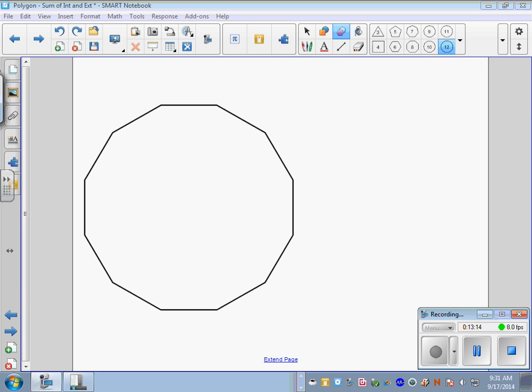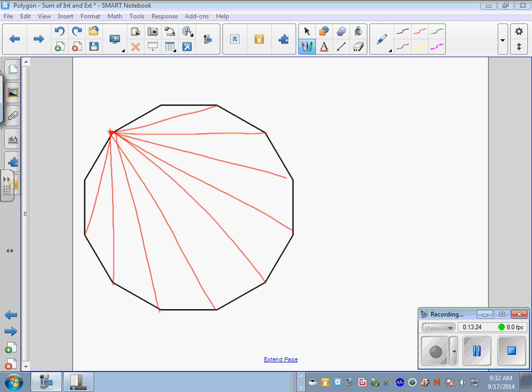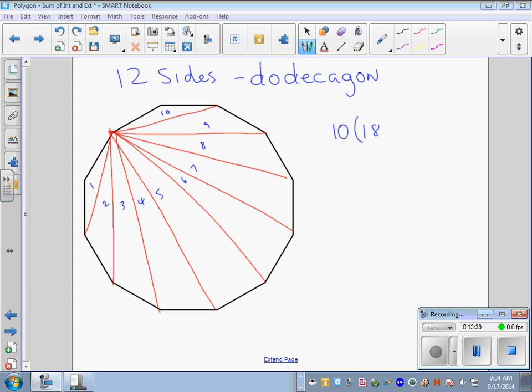Let's do one. Okay, so here we have a 12-sided figure. I don't want you to draw this. It's really hard to do on a paper, but this is 12 sides. I'm going to quickly draw in the diagonals, and then I'm just going to number the triangles that I just created. And lo and behold, I have 10 triangles. Just as I predicted, the number of sides minus 2 tells me how many triangles I have. So to find the sum, I simply take that 10 and I multiply it times 180, and that gives me 1080.